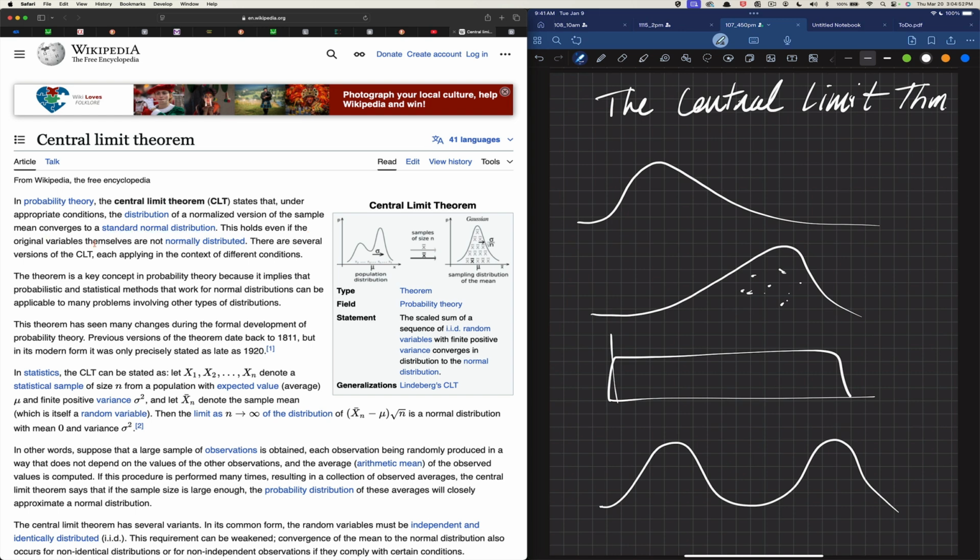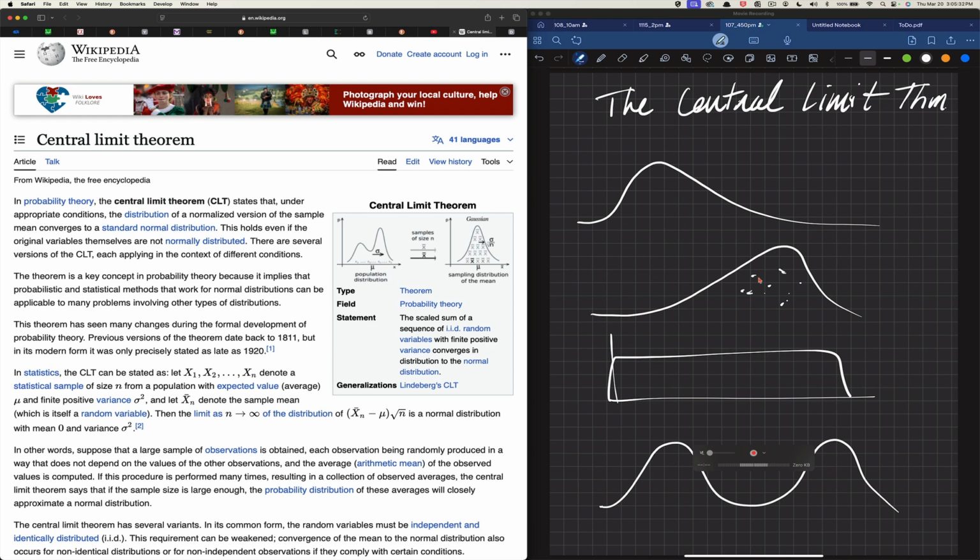This holds even if the original variables themselves are not normally distributed. So the original population does not have to have a normal distribution. What I've drawn on the right here on the iPad is a right skew distribution, but if I pulled samples from that and took their sample means, pulled a sample, calculated the mean, pulled another sample, calculated the mean, and did it over and over again, at least generally we talk about between 20 and 30 times, I'll get a distribution that is approximately normal, no matter the original population's distribution.